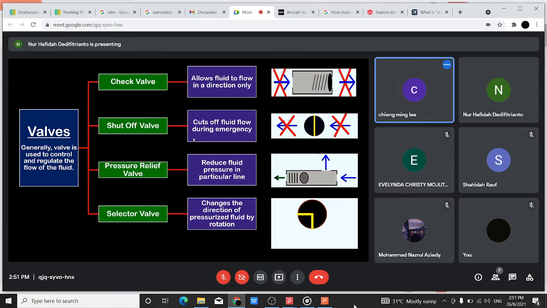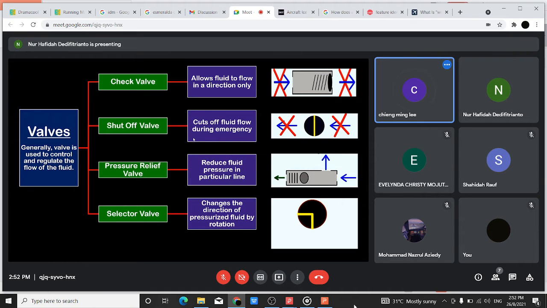On this slide, which ones can be controlled? The selector valve can be controlled. For the shut off valve, it will be automatic, if I'm not mistaken, for emergency purposes. So these two valves can be controlled. The other two, the check valve and the pressure relief valve, are by design spring loaded. There's no control. You cannot control them.